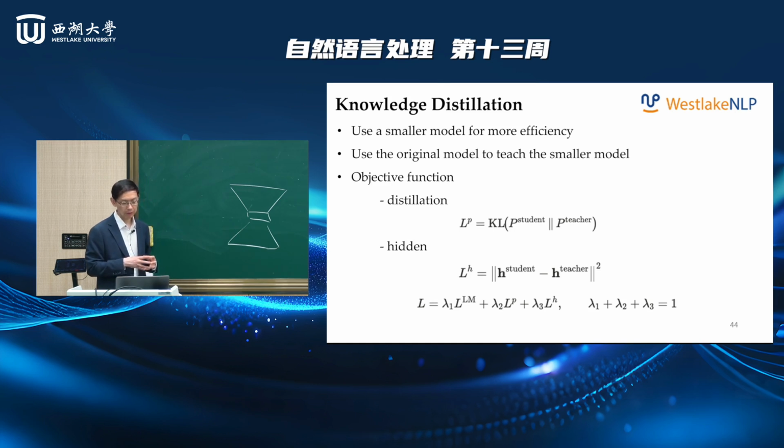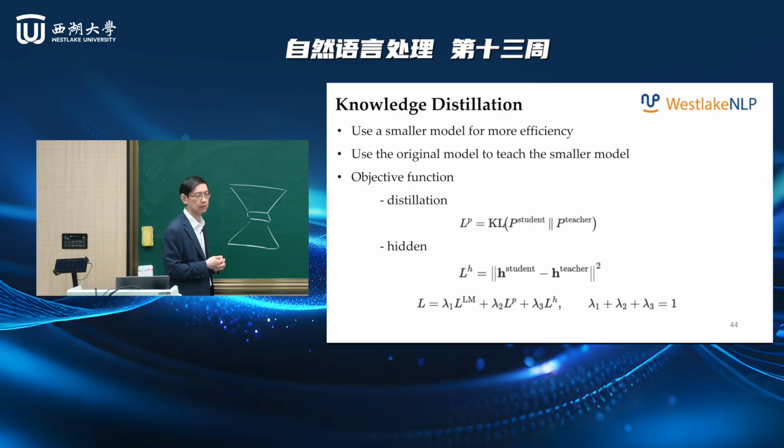And then when you have the final loss function, you can take the original language modeling objective and the two additional objectives. You have some hyperparameters to balance the three, okay? So this is called knowledge distillation. But there are also alternative ways to do knowledge distillation.